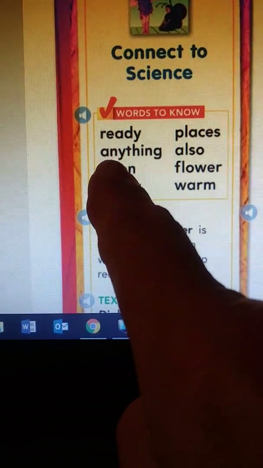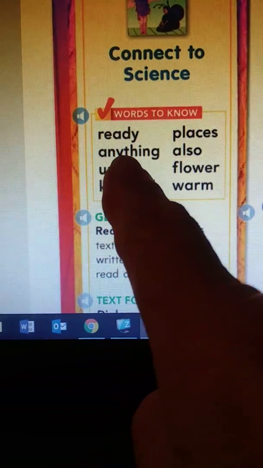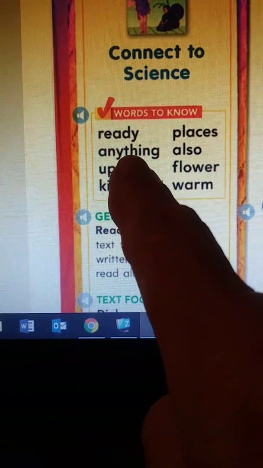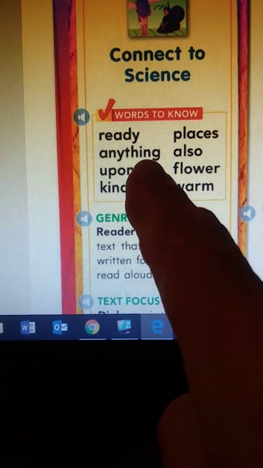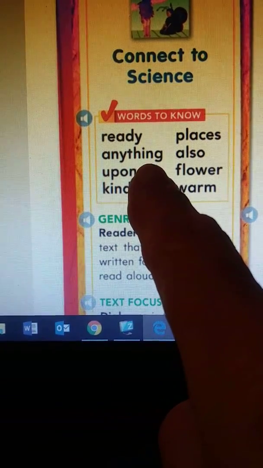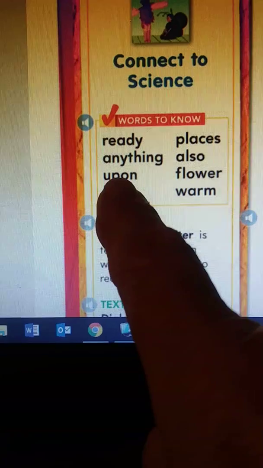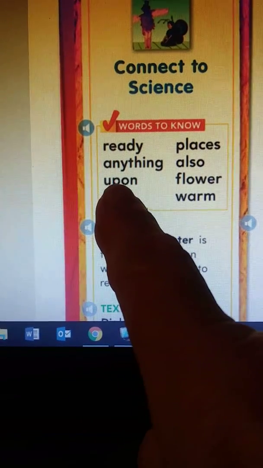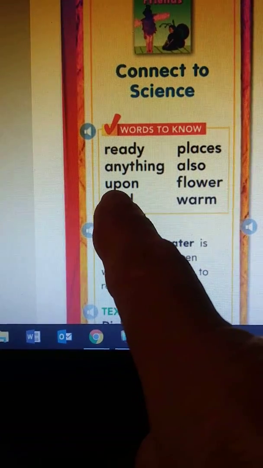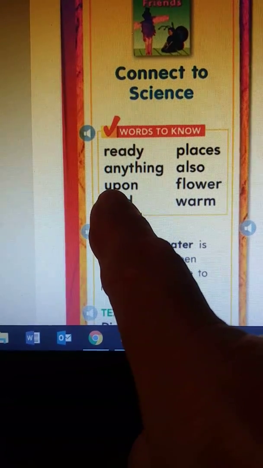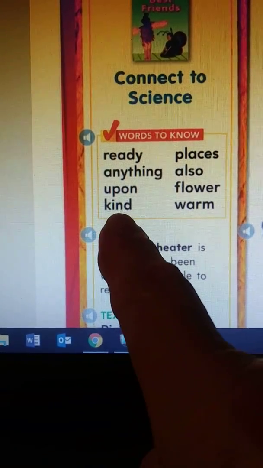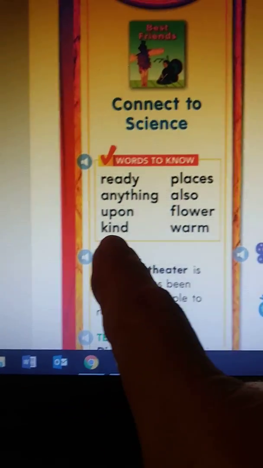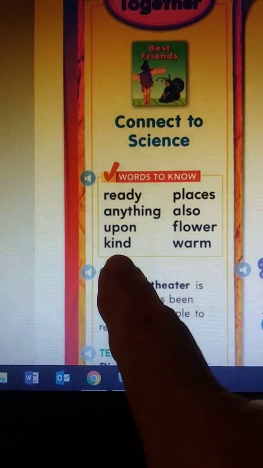It is a compound word. The words are any and thing. Thing also has a digraph, th, and it also has a welded sound, ing. Here's the word upon. That is a compound word. What are the two words in upon? Up and on, correct. Here's the word kind, which has a welded sound, ind.